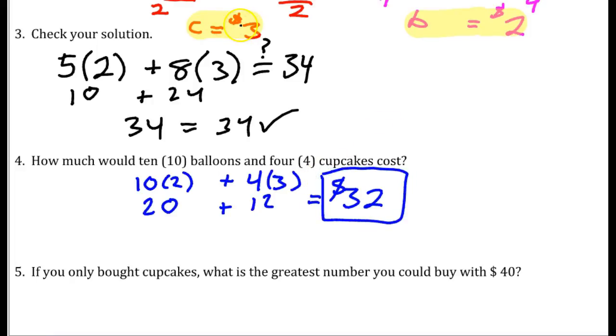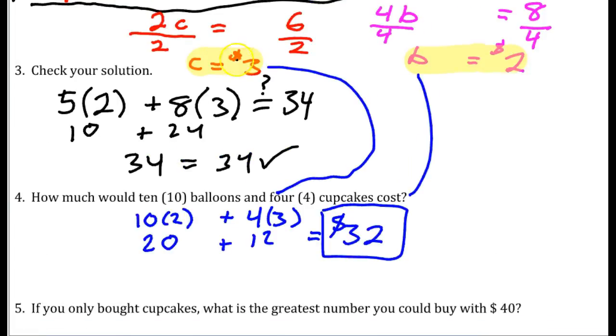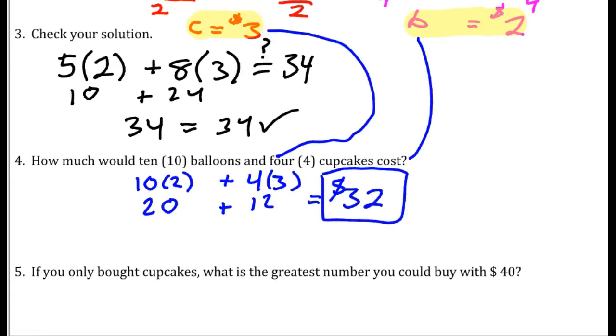So we'll get an answer up here, and then we'll have to use that answer whenever we get down on number 4 to get a different total altogether. And then lastly, what if we only bought cupcakes, so no balloons, only cupcakes that are $3 a piece? How many could you get for $40? What's the most number of cupcakes you can get if you have $40 and each cupcake costs $3?